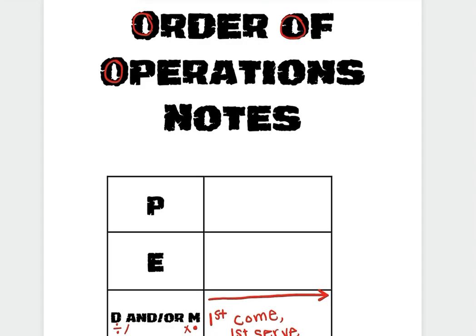So our P stands for parentheses. And when we say parentheses, it has to have something in the parentheses. So something like 2 plus 5. There's an actual operation inside the parentheses. Or it could be something like 2 plus 5 divided by 6. But it has to be something inside of the parentheses for it to count as an actual parentheses.